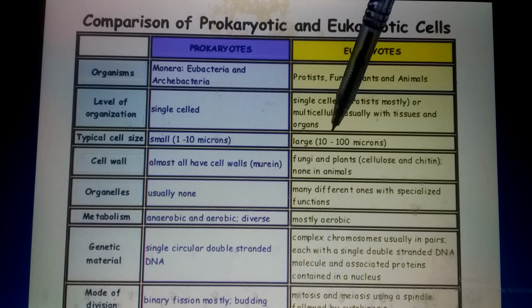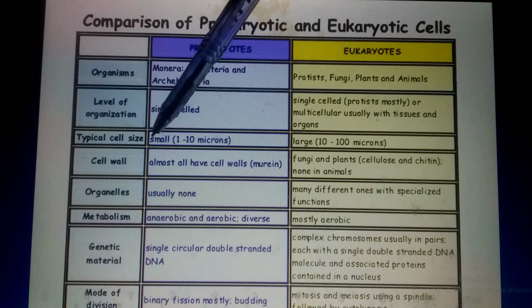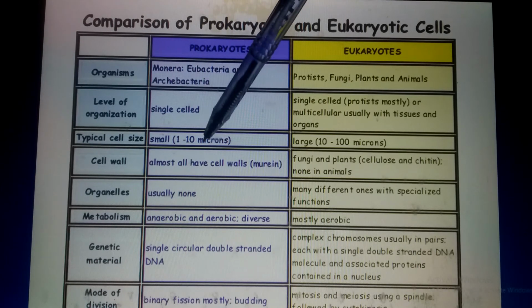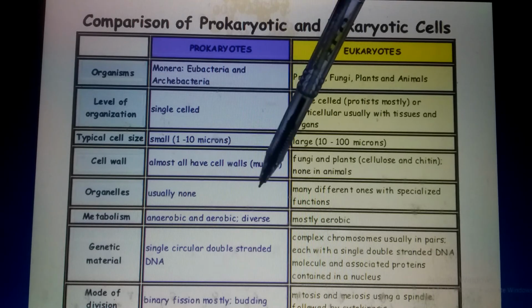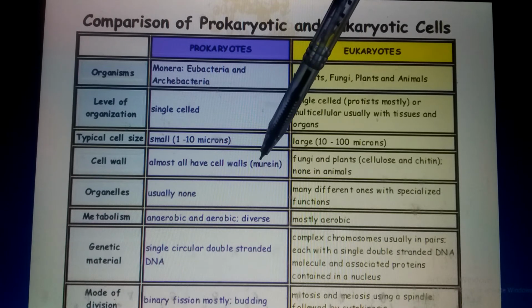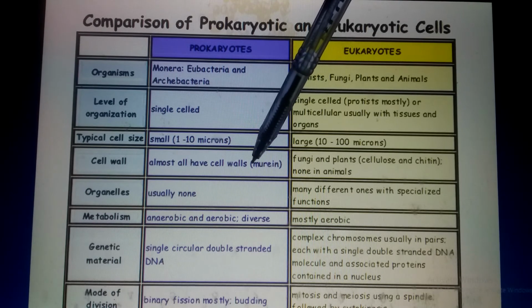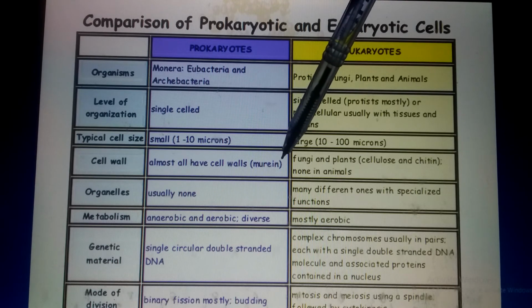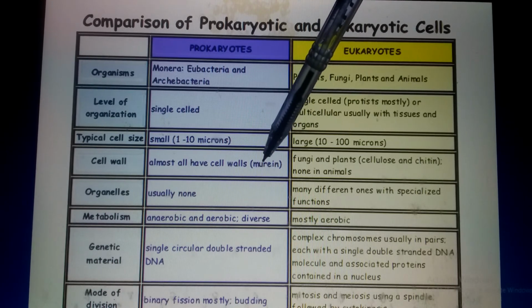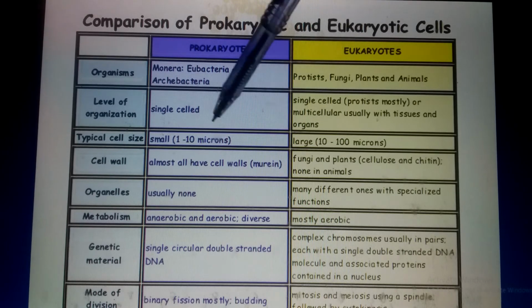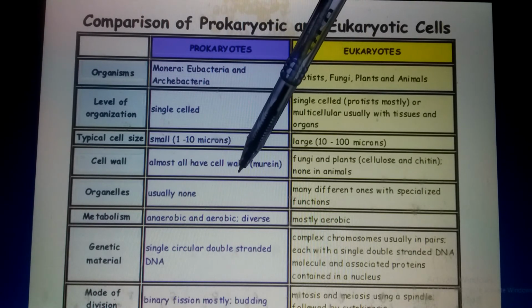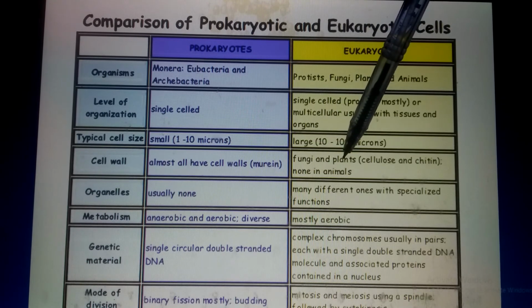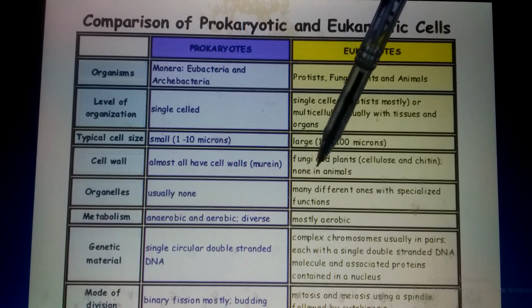Okay, the cell wall. The cell wall of the prokaryote is made up of mostly murein. What is murein? Murein is the peptidoglycan. Peptidoglycan means made up of protein chains, peptides, proteins, and glycans, meaning glucose units, carbohydrate units. So murein is the combination of proteins and carbohydrates. The cell wall is made up of murein. Is it clear?